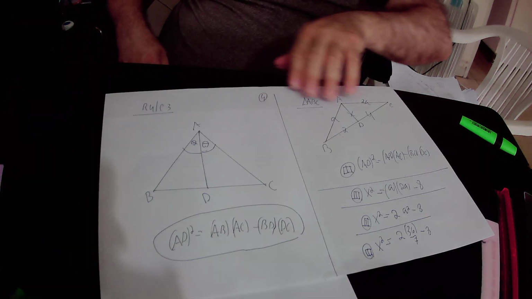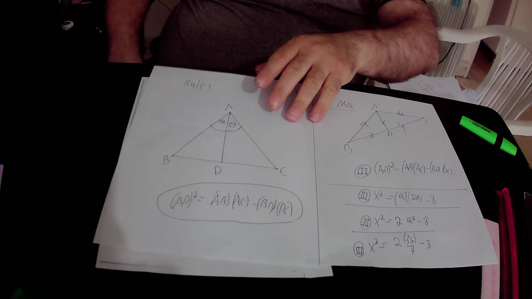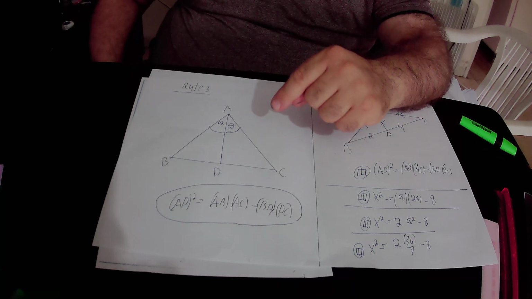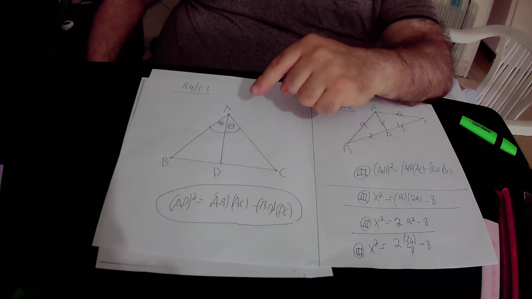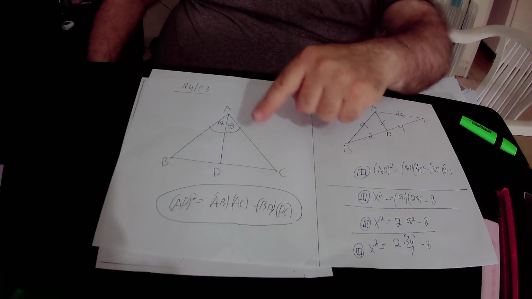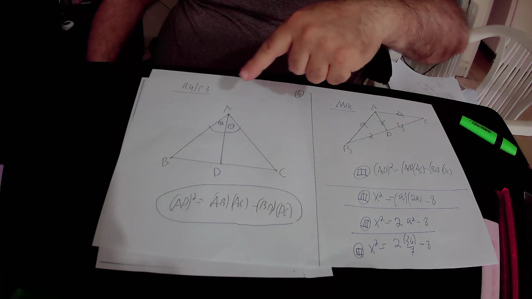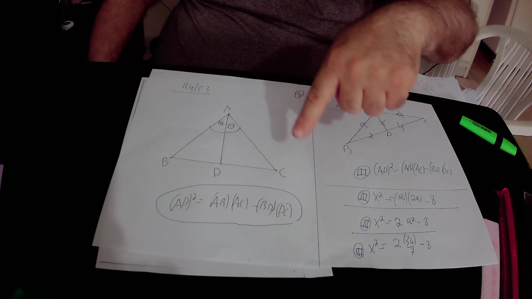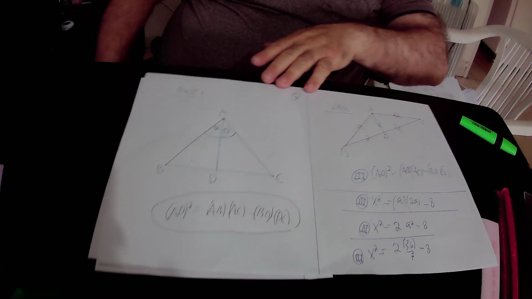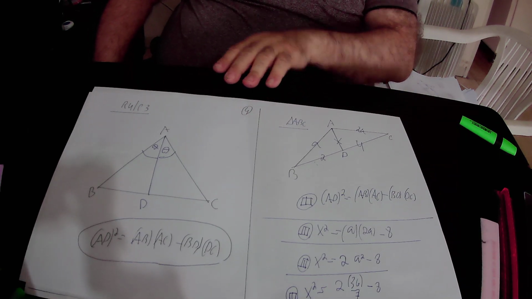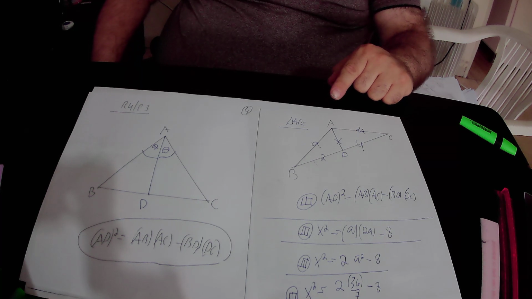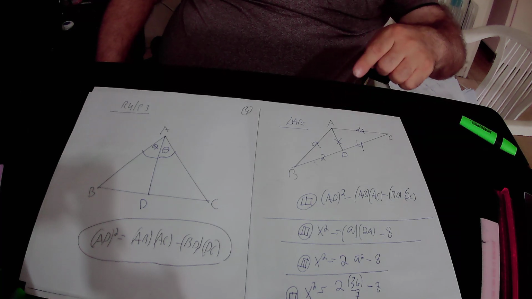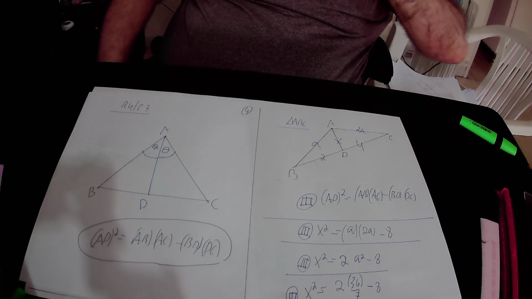Then I presented to you rule number 3, that is related to the angle bisector. If you have this triangle ABC, that could be any triangle, and we have the angle bisector AD, then AD square equals AB times AC minus DB times DC. Again, AD square equals AB times AC minus BD times DC. We implemented rule number 3 in triangle ABC. We can implement it in triangle ABC because we have the angle bisector AD in triangle ABC.